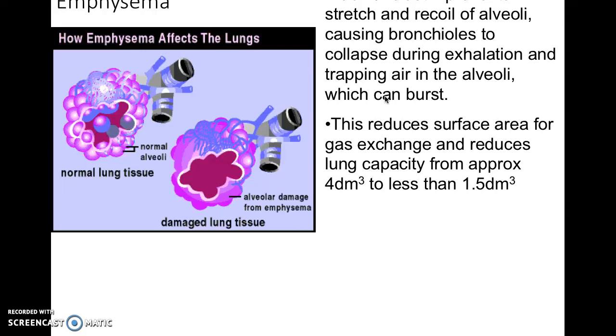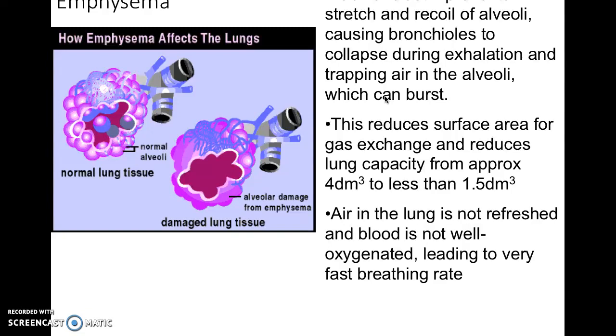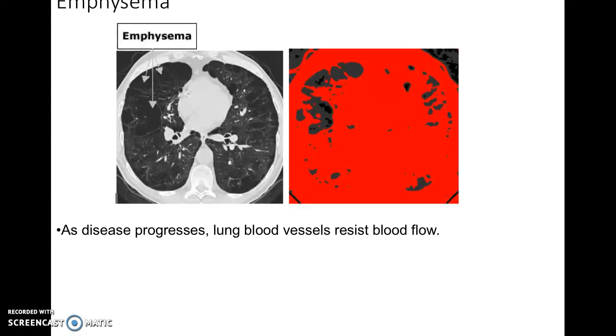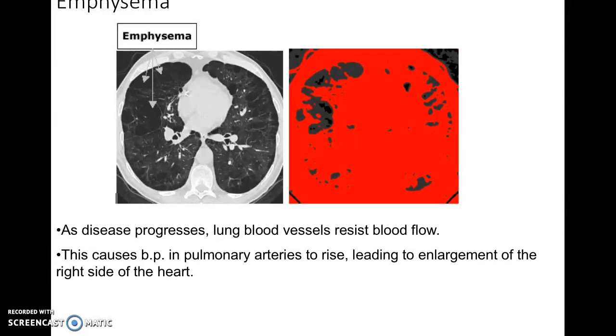This is going to reduce the surface area for gas exchange and reduces the lung capacity from approximately 4 dm cubed to less than 1.5 dm cubed. Air in the lungs is not refreshed and blood is not well oxygenated. This is actually leading to a very fast breathing rate. So emphysema can start looking like this, or as the disease progresses, lung blood vessels start resisting blood flow.